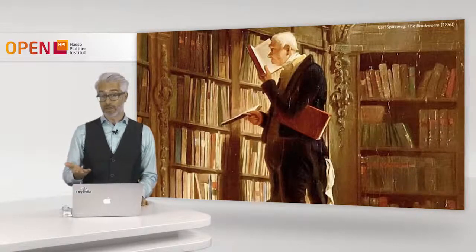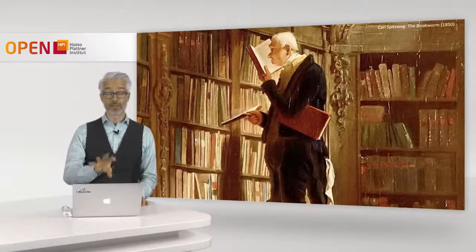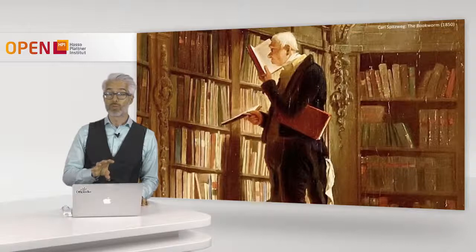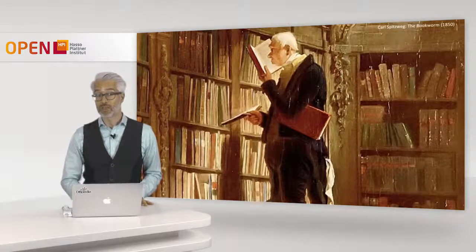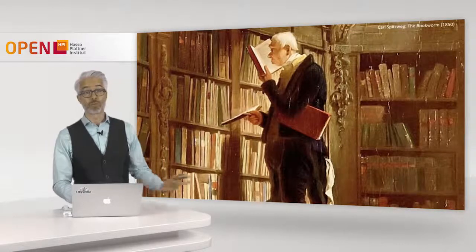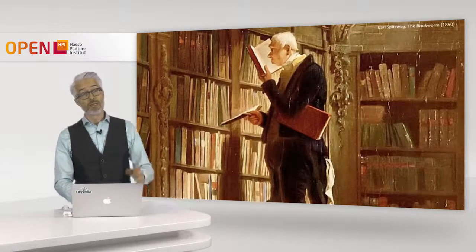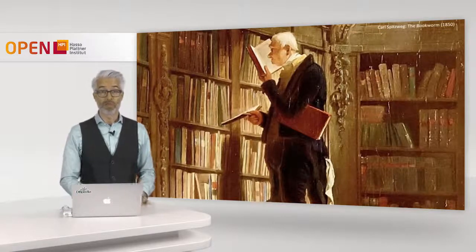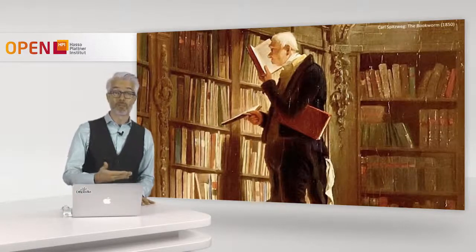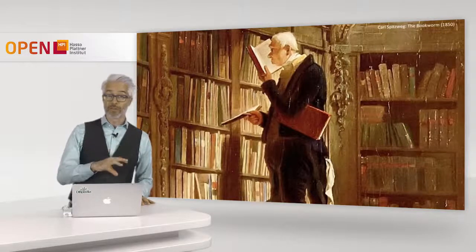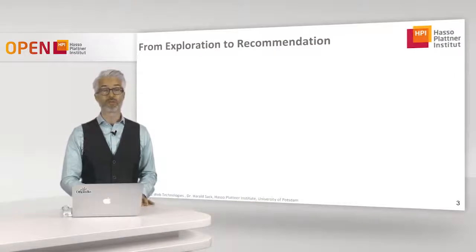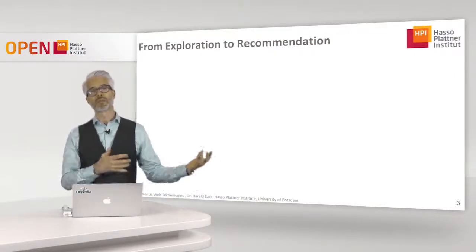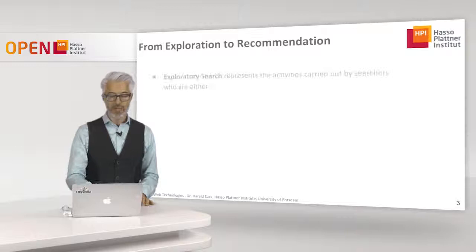And as you might know, we had the example of the library, and the traditional librarian in the library usually was somebody who was able to give you a good recommendation for the next book to read based on what you have already read. So what we want to try to achieve with a recommender system is something similar, which is closely connected also to data exploration and exploratory search. So we have to cover the realm from exploration to recommendation.